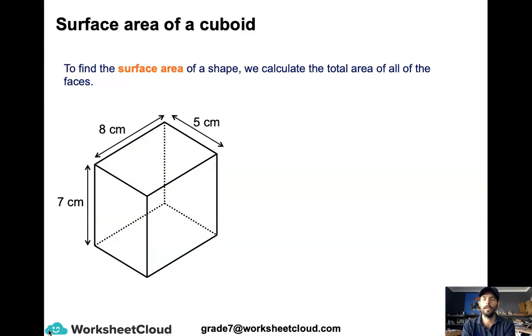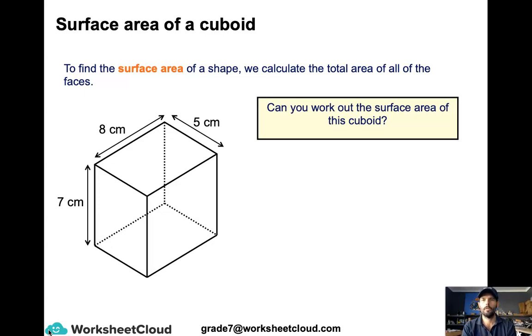Okay, so now if I give you the dimensions of the cuboid, 7 centimeters high, 8 centimeters long, and 5 centimeters in width, then you should be able to work out the surface area of this cuboid.